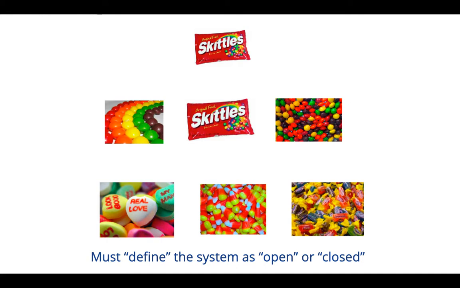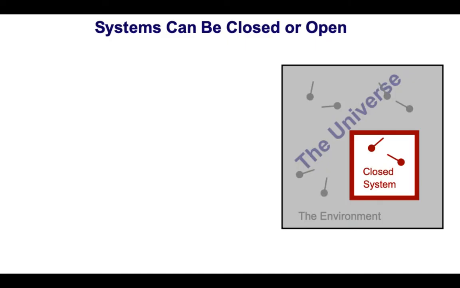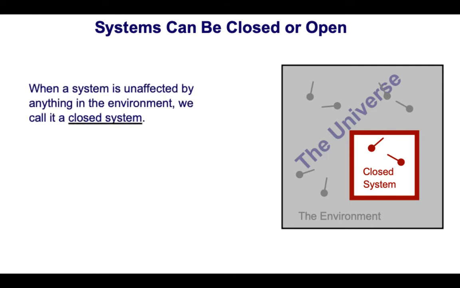Okay, so we definitely know what a closed system is. So let's start with that. Prior to this point, we talked about only closed systems. So we have the universe. Inside the universe is our tiny environment. Inside this tiny environment is a closed system, in which we basically isolate the objects that we're studying and pretend that only those objects exist. And we ignore all other outside forces that act on it. So when a system is unaffected by anything in the environment or the universe, we call it a closed system.